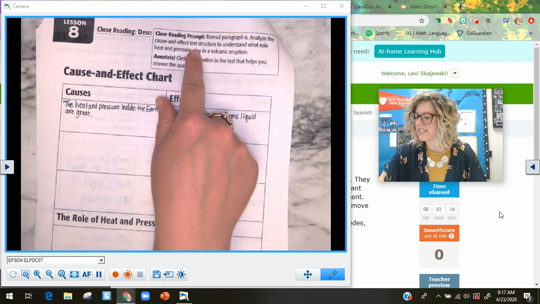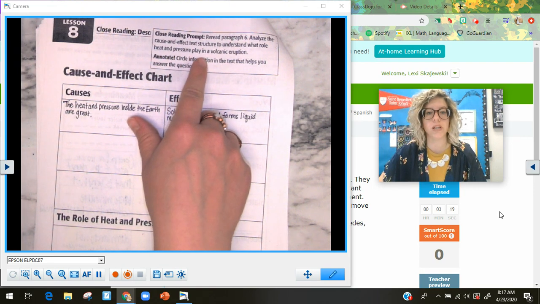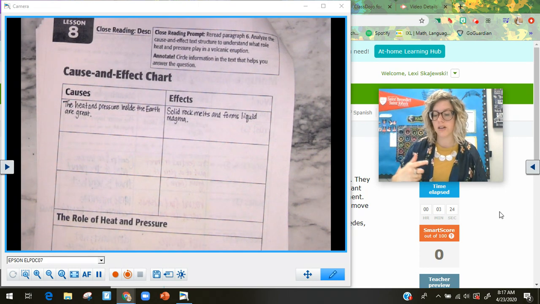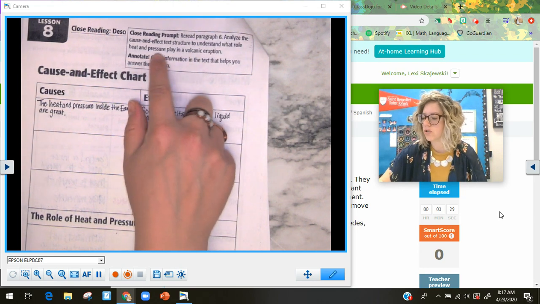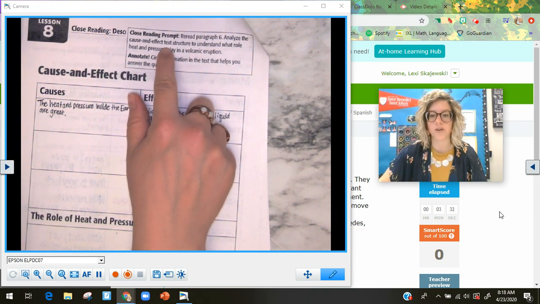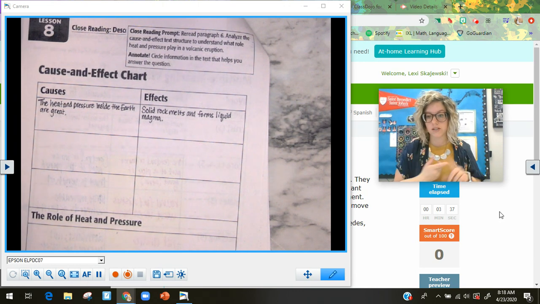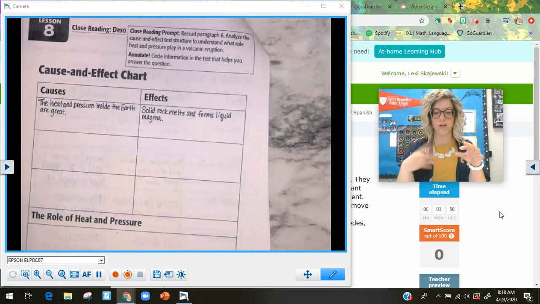Analyze the cause and effect text structure to understand what role heat and pressure play in a volcanic eruption. All right, so your IXL doesn't have to do with cause and effect, but it has to do with text structure. Okay, how has the author designed their text for you to understand it? A lot of times it's cause and effect, just like what you're going to read today. Sometimes it's sequential, which means that you're just reading it in order of events that happen. So you're going to be deciding today on your IXL what text structure the author is using, and you're going to read a little paragraph and then decide.